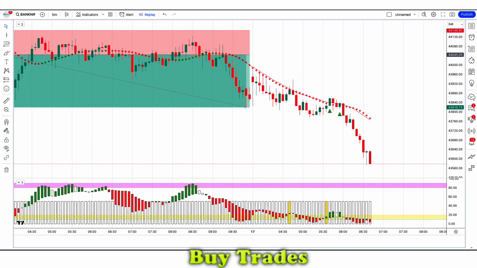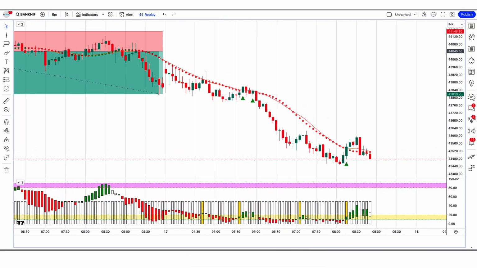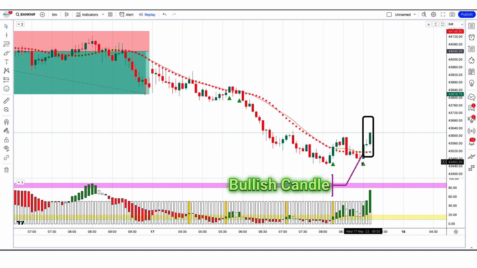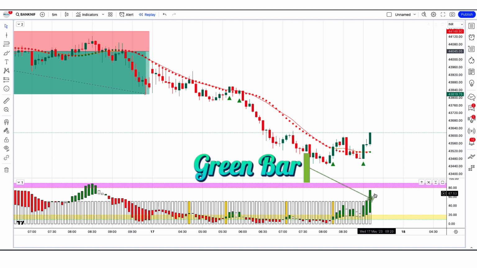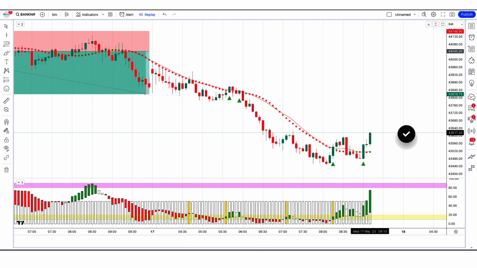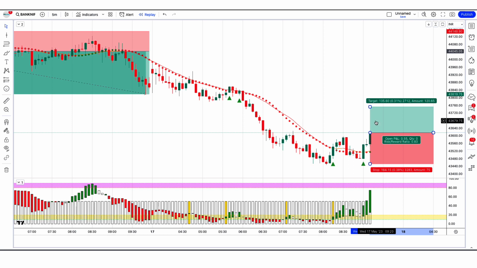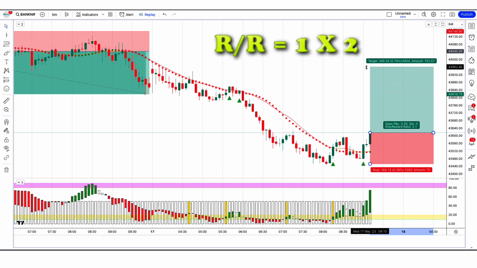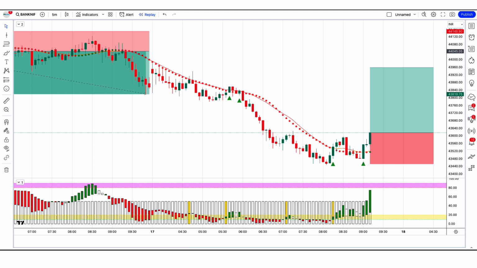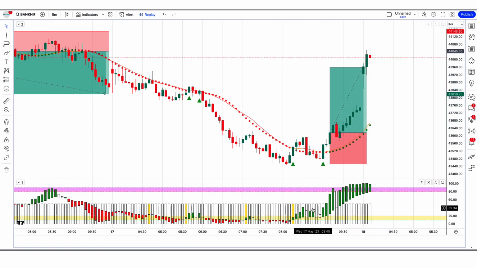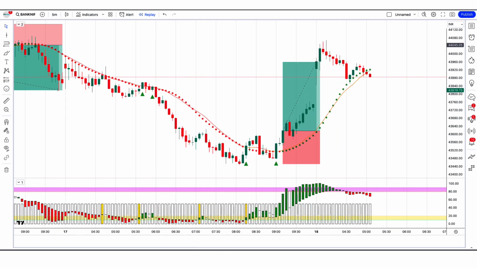Let us now understand the buy trades. When the extreme trend reversal points indicator has given us buy signals, the market should make two bullish candles and coral trend indicator should have green dot line. The banker fund flow trend indicator of histogram should be green bar. If this condition is fulfilled, then we will place buy order. Our stop loss will be placed at the previous market of lower. And the risk to reward ratio will be 1 to 2. The market has completely hit the target. I hope you must have understood this trading strategy.